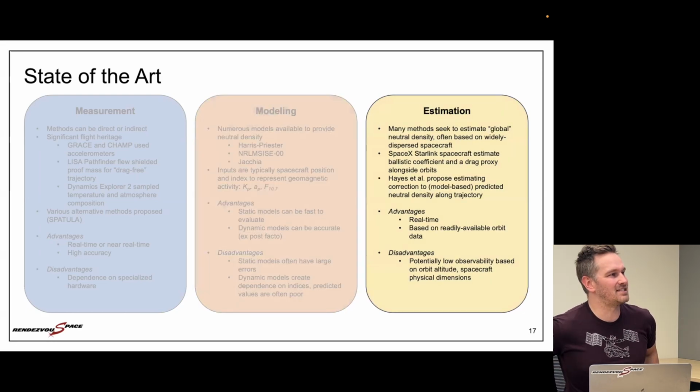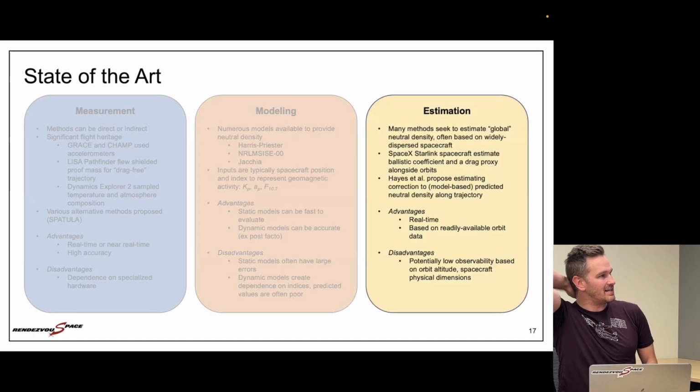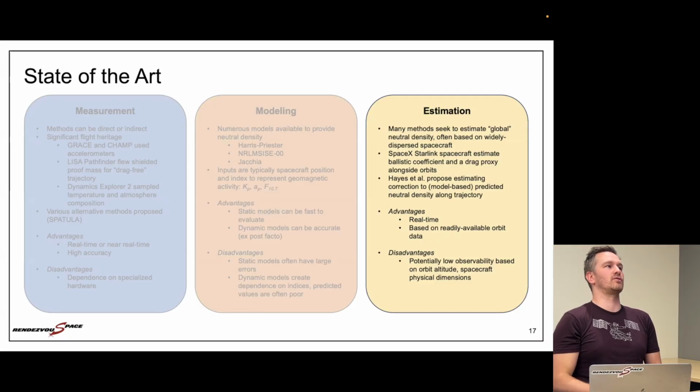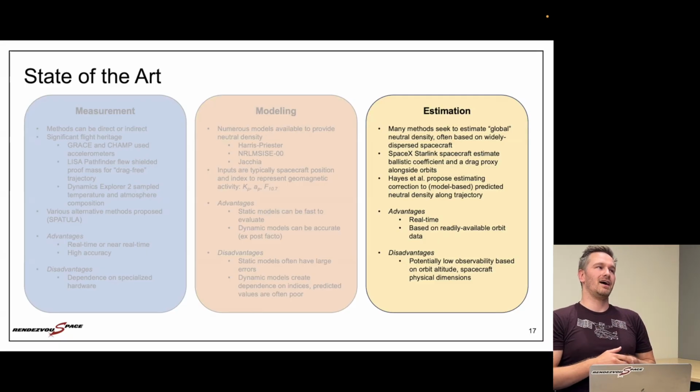And then lastly, estimation alongside the orbit itself. So usually what is done in this is authors will try to estimate some sort of global neutral density, sometimes based on constellations, sometimes based on just a few spacecraft, but in very different orbits. Starlink spacecraft, they estimate their ballistic coefficient and also a drag proxy, essentially the product of, they take out the ballistic coefficient and then you're left with the 1/2 rho v squared portion. That's what their proxy is.